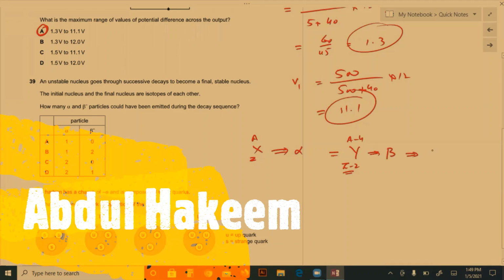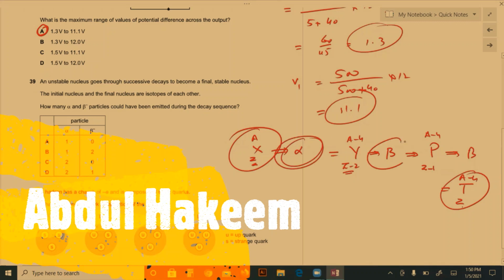So it becomes a new one, suppose it's P, and this becomes Z minus 1 because one proton increases, mass number remains the same. And again, beta is emitted. So it becomes element T, so Z and A minus 4. Look, this X has Z proton number, T has Z proton number after the emission of 1 alpha and 2 beta. So 1 alpha and 2 beta means B is the option.